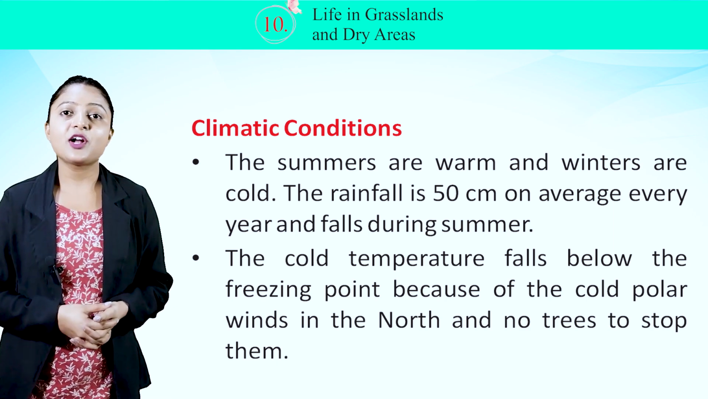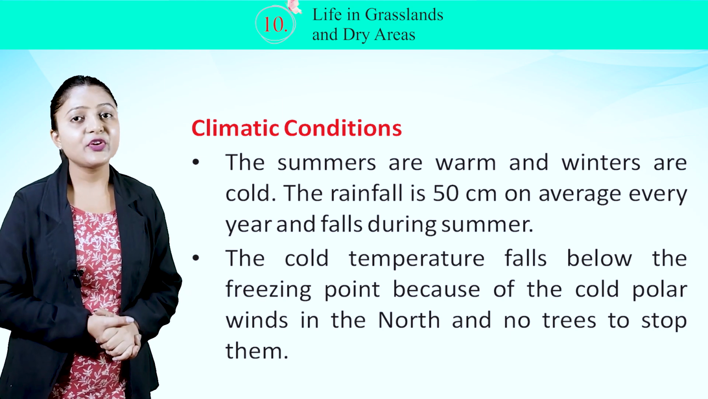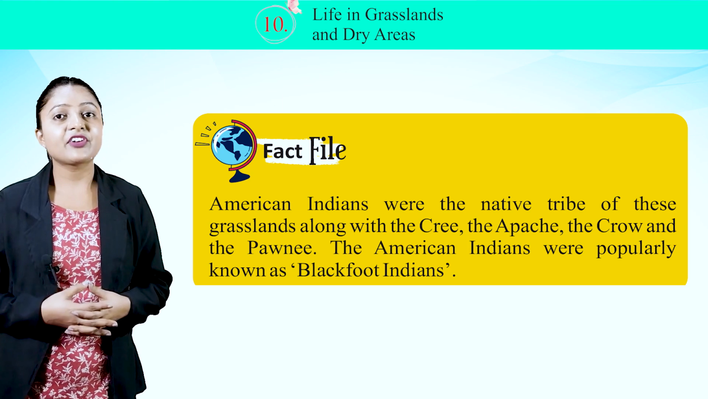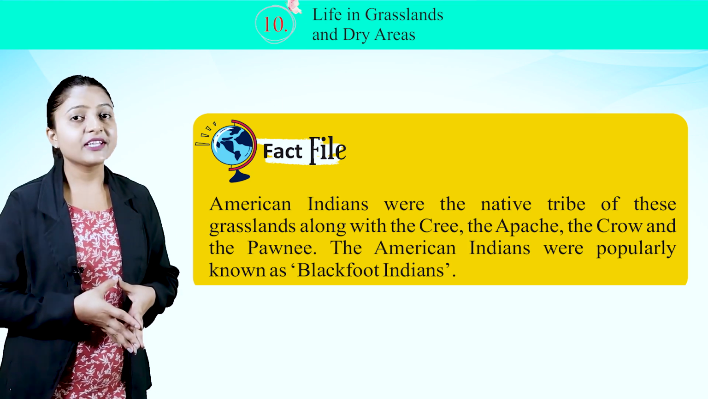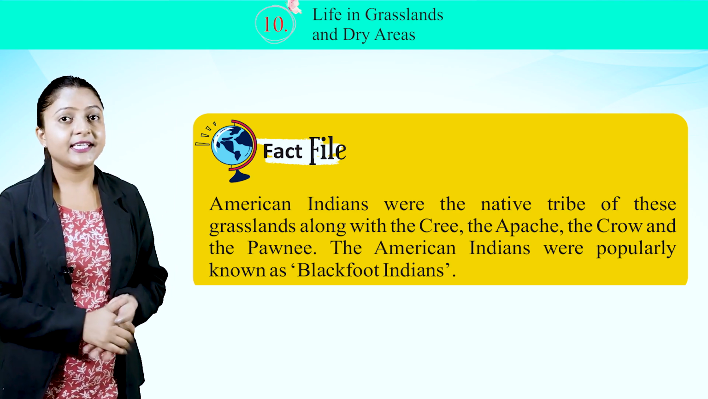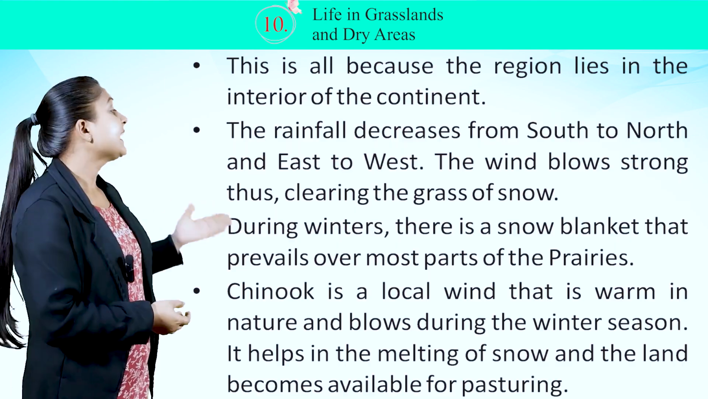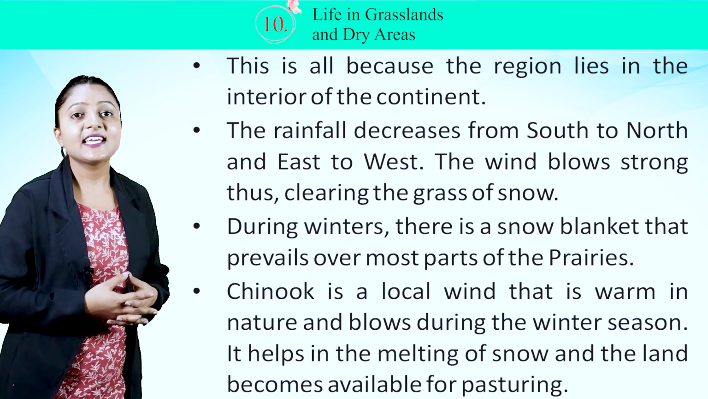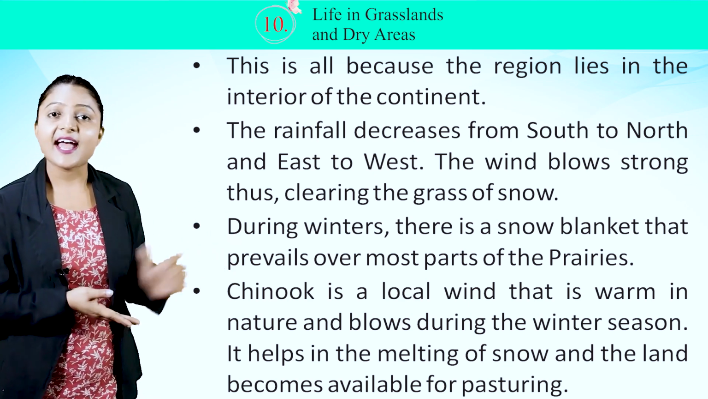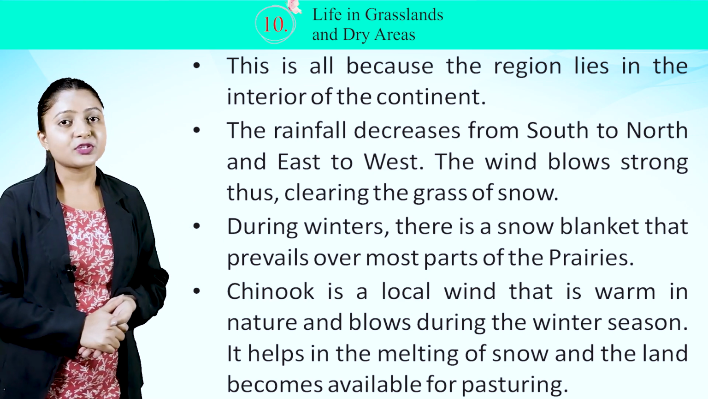The temperature falls below the freezing point because of the cold polar winds in the north and no trees to stop them. Fact file. American Indians were the native tribes of these grasslands, along with the Cree, the Apache, the Crow and the Pawnee. The American Indians were popularly known as the Blackfoot Indians. This is all because the region lies in the interior of the continent. The rainfall decreases from south to north and east to west. The wind blows strong, thus clearing the grass of snow.